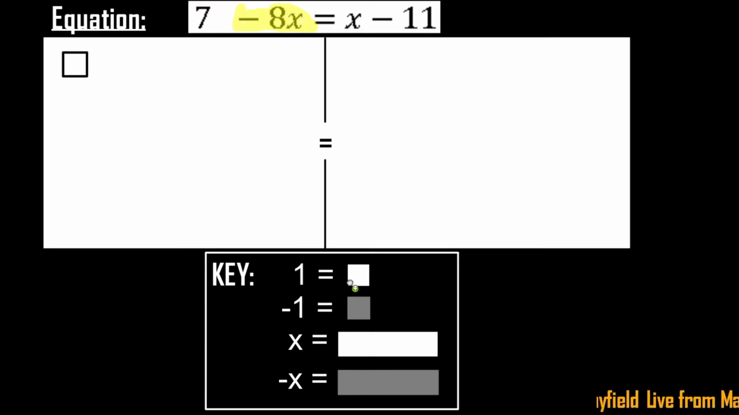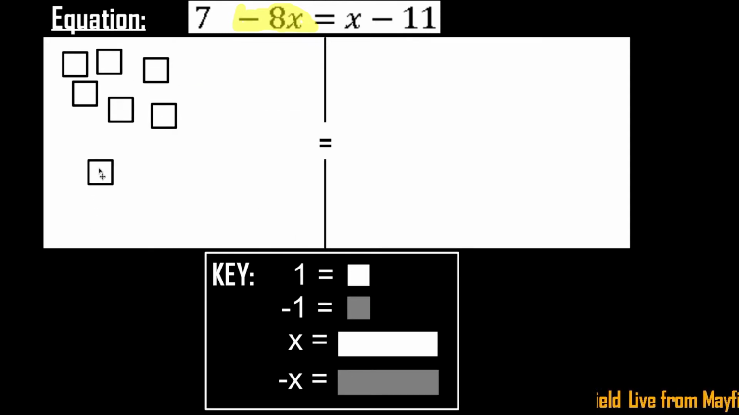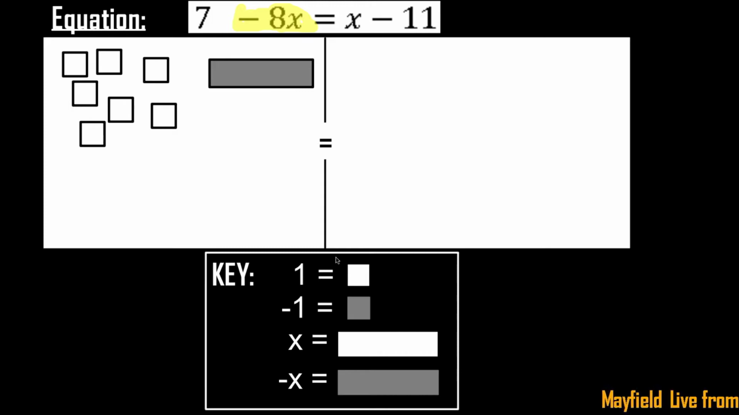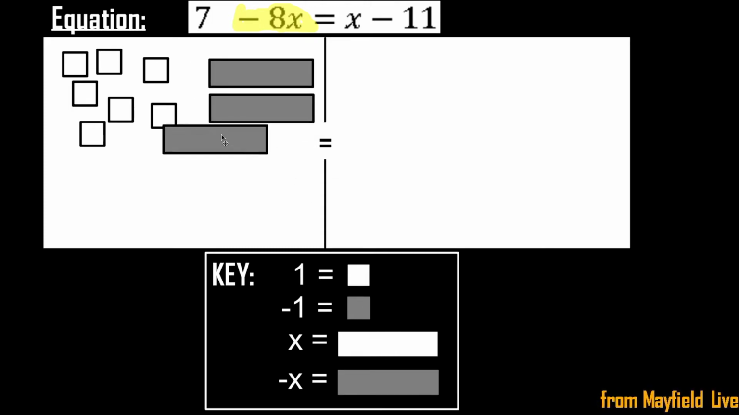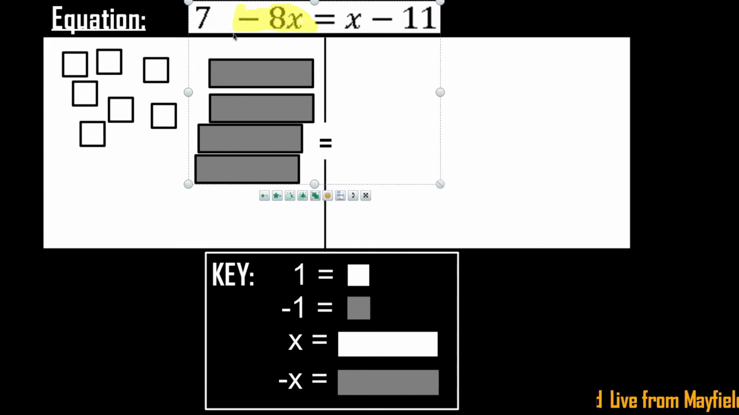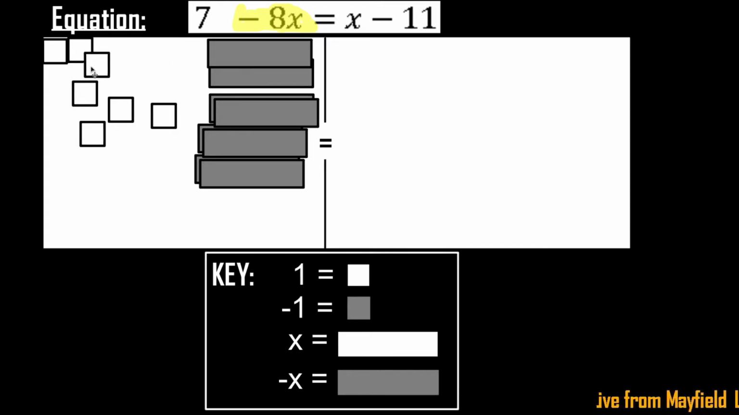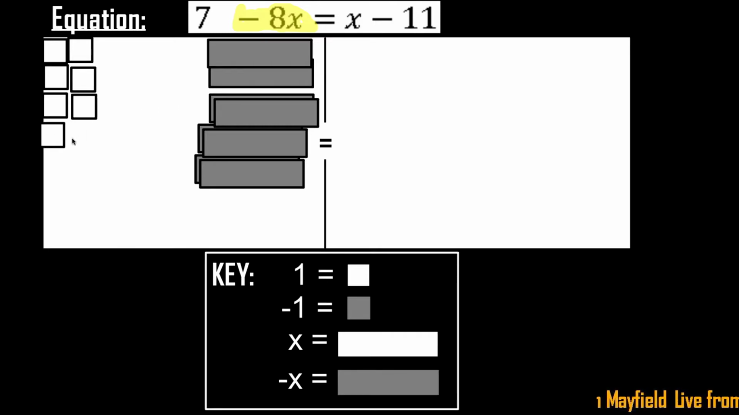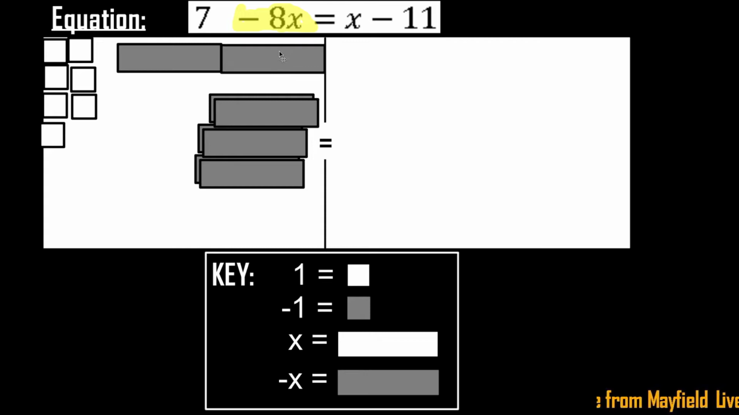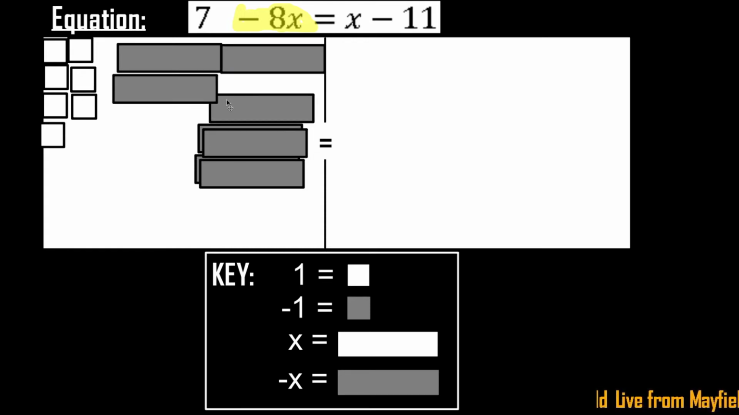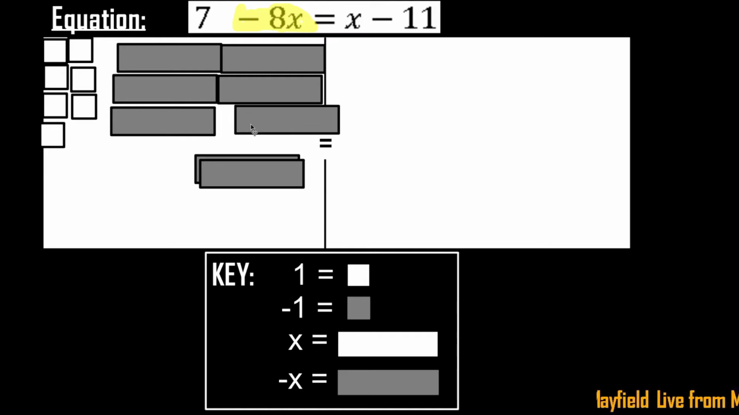So I have 7 positives. 1, 2, 3. I can copy, paste. So I have 7 positives. I have 8 negatives. And make some nice room here. Again, you can take this time to pause, rewind, slow-mo, instant replay, all that good stuff, so that you can have a perfectly drawn picture just like mine.